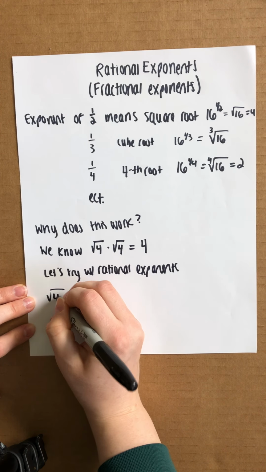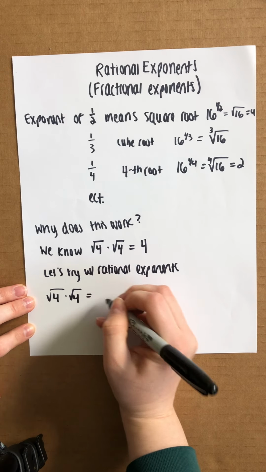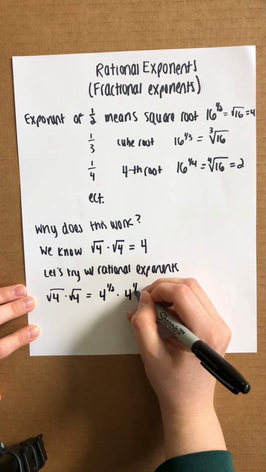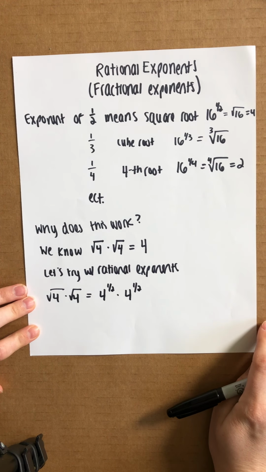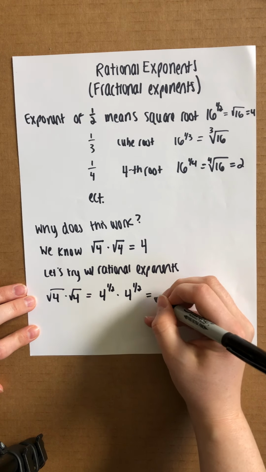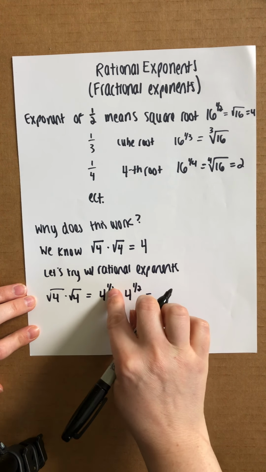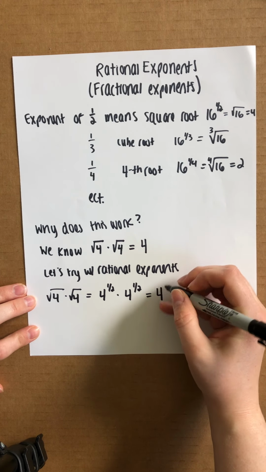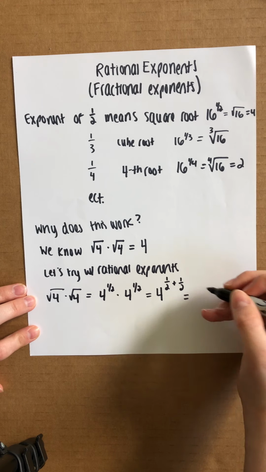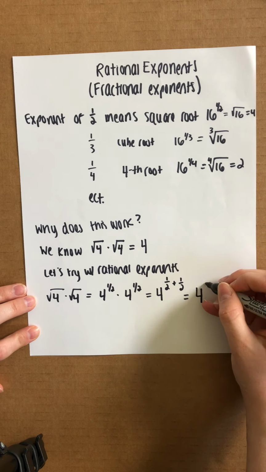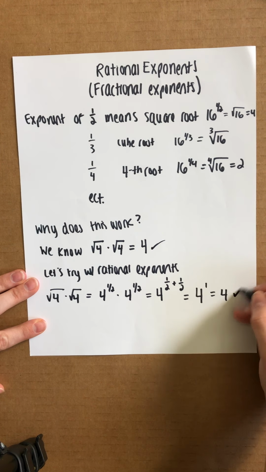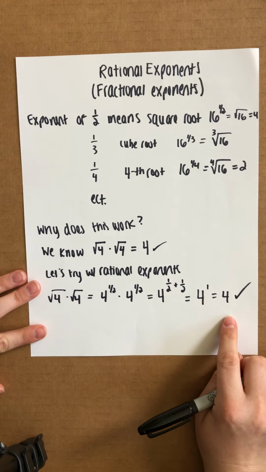So we have root 4 times root 4. We can write that as 4 to the power of 1/2 times 4 to the power of 1/2. 2 weeks ago, we talked about multiplying with exponents. We have the same base here. Our base is 4. When you multiply with the same base, you add the exponents. So this equals 4 to the power of 1/2 plus 1/2. If we simplify that exponent now, we have 4 to the power of 1, which just equals 4. So we just showed that this works.